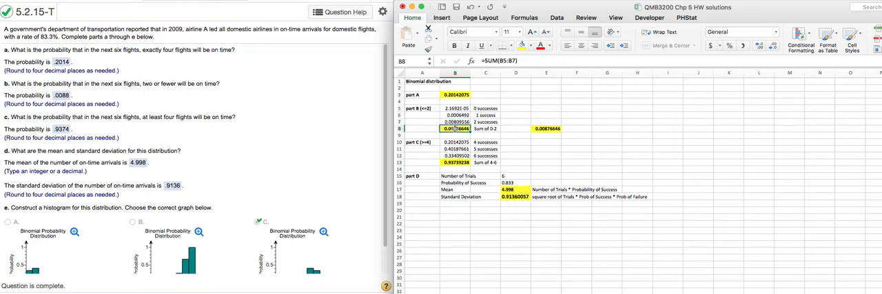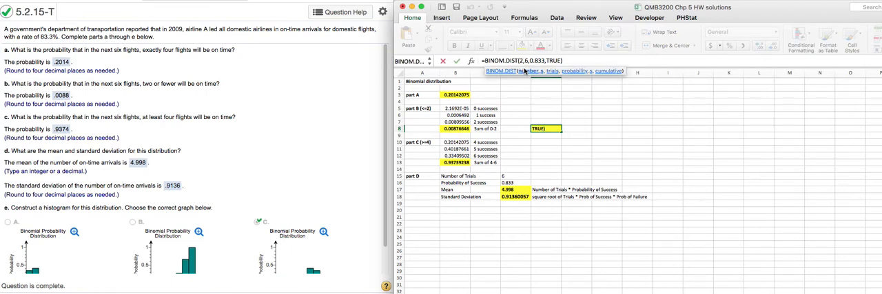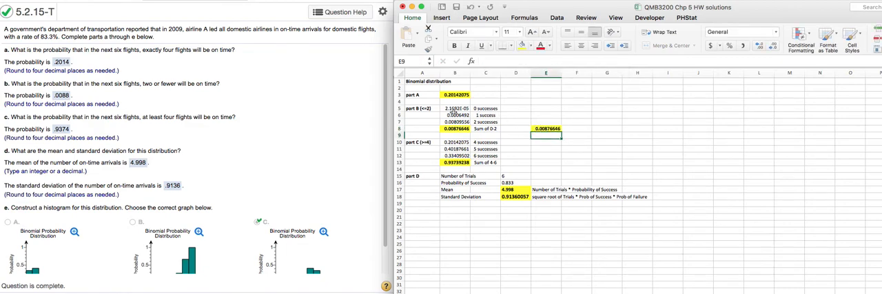And if we sum those all 3 together, that would give us our result of 2 or fewer flights being on time. So a quicker way to do that is if we just use the true answer for the cumulative question, along with the number 2 being the number of successes. That would give us the same answer just by using one formula. But I wanted you to see how we can set it up intuitively, and then also just solve it much quicker with the true cumulative function in Excel.